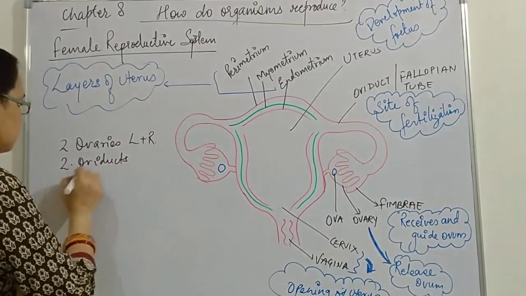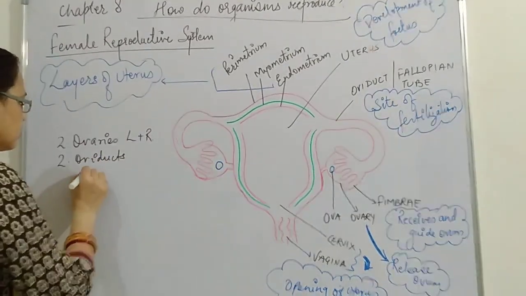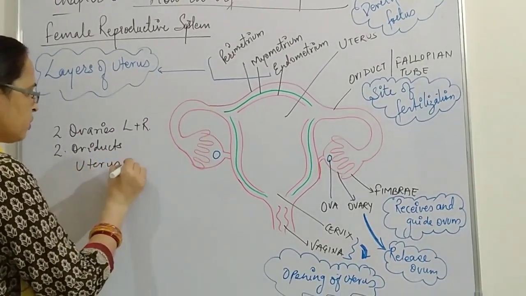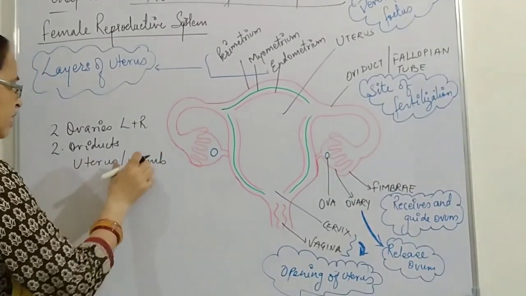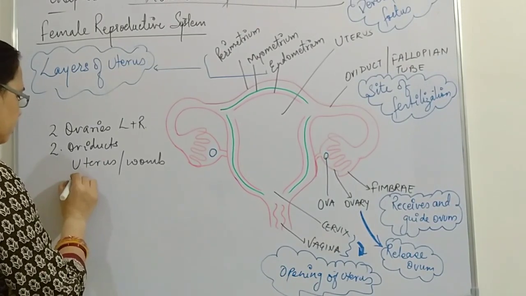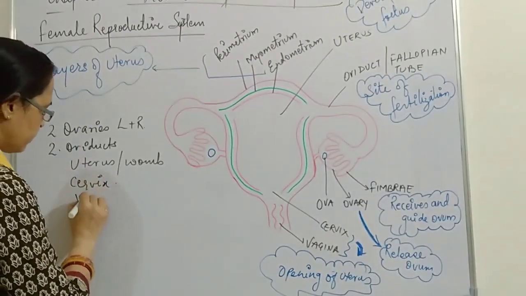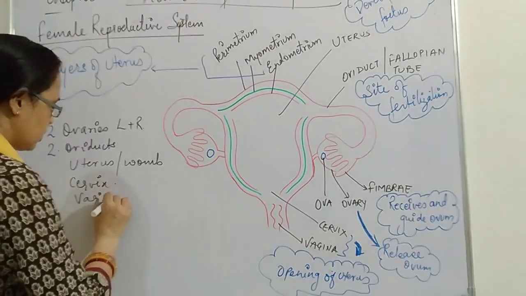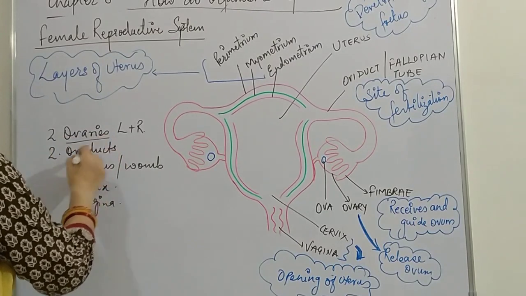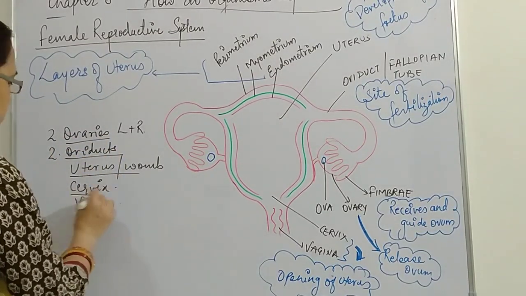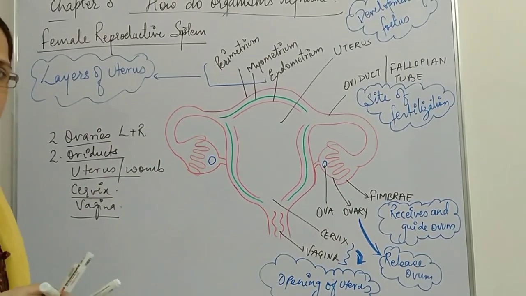Then these oviducts open into the common structure which we call the uterus. Uterus is also called the womb. Then the uterus has an opening, that is the cervix, and this cervix opens into the vagina. This vagina opens to the outside. So we say that the ovaries, oviduct, uterus, cervix and vagina are the parts of the female reproductive system.